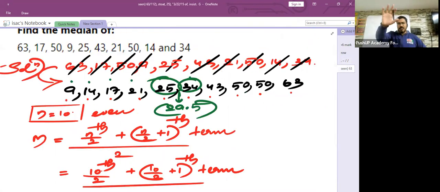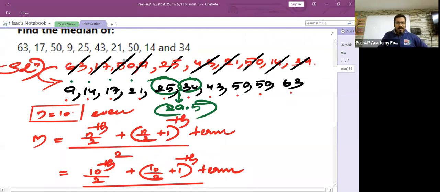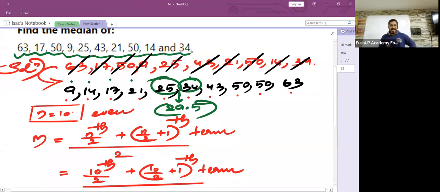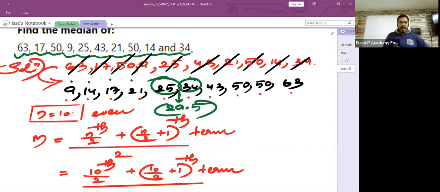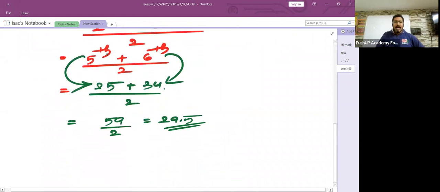But children, in the third question, the present one, is 29.5 anywhere in the given set of observations? No, children, 29.5 is not there. Okay, but still 29.5 can be considered as the median value, because according to the formula, it should be the average of the fifth and the sixth term.